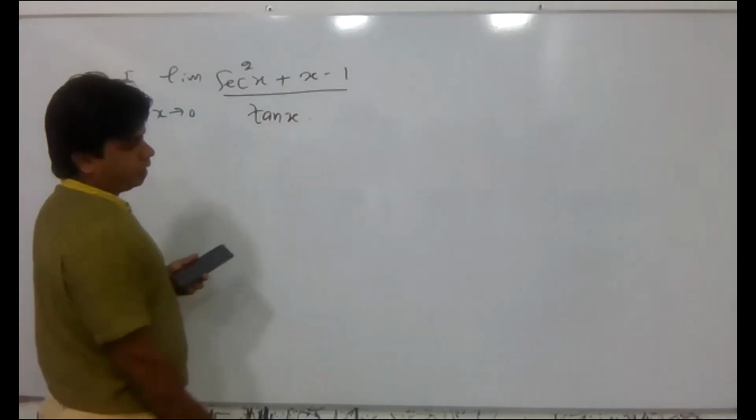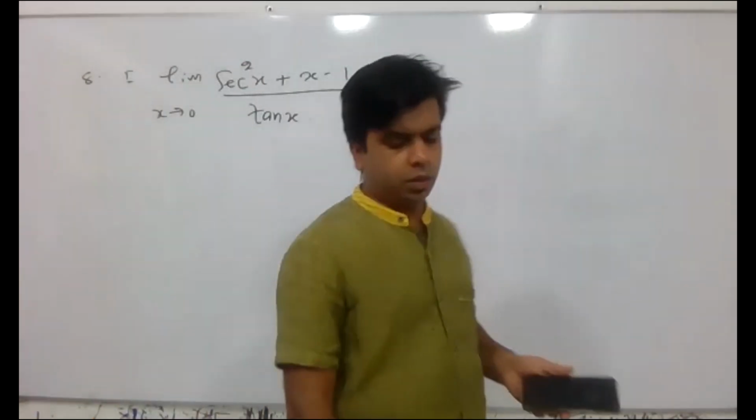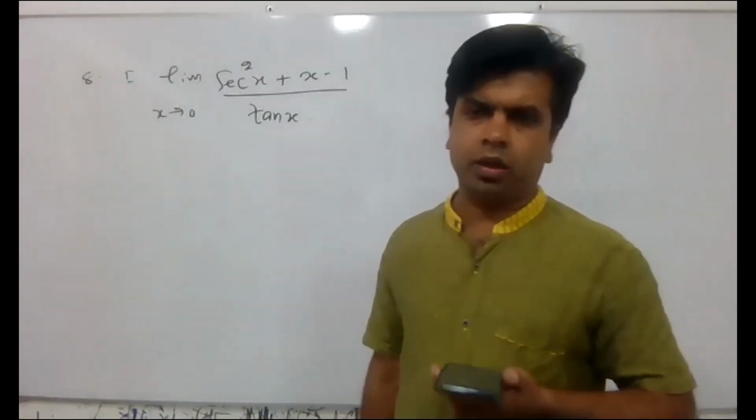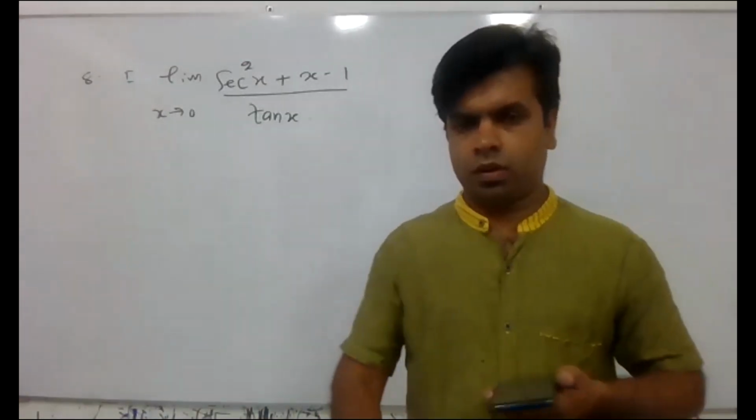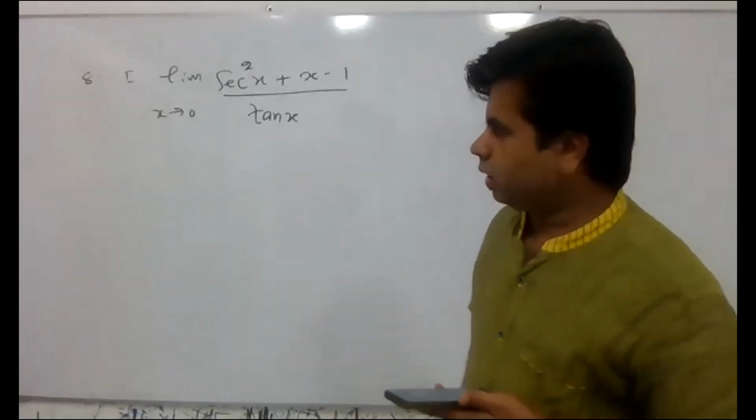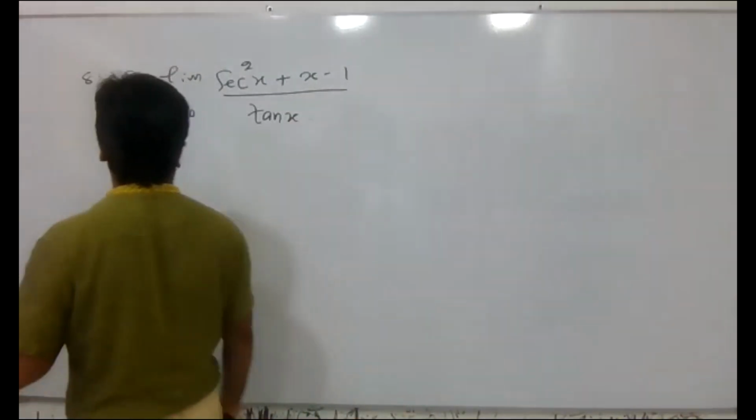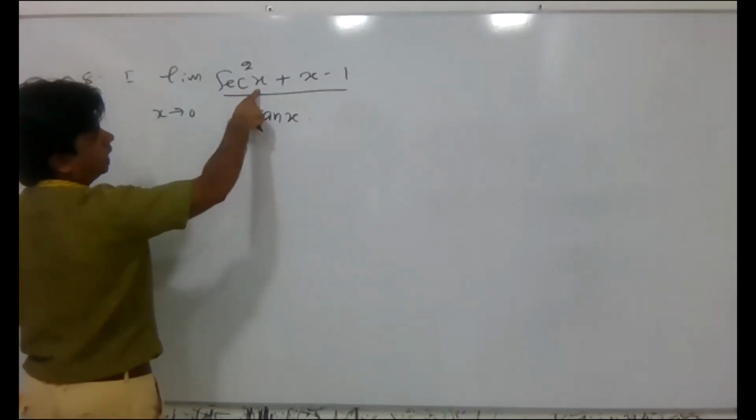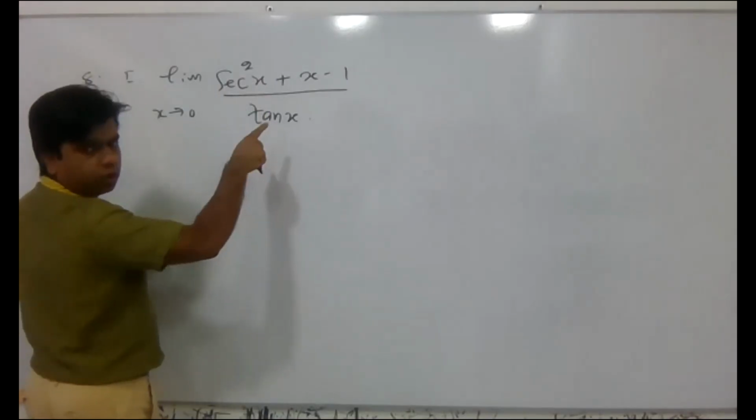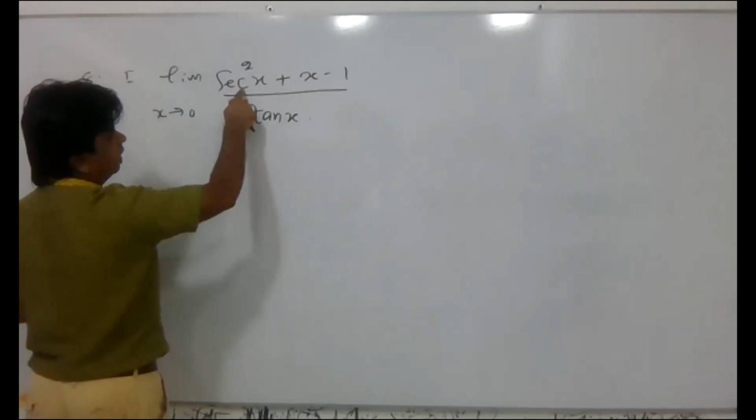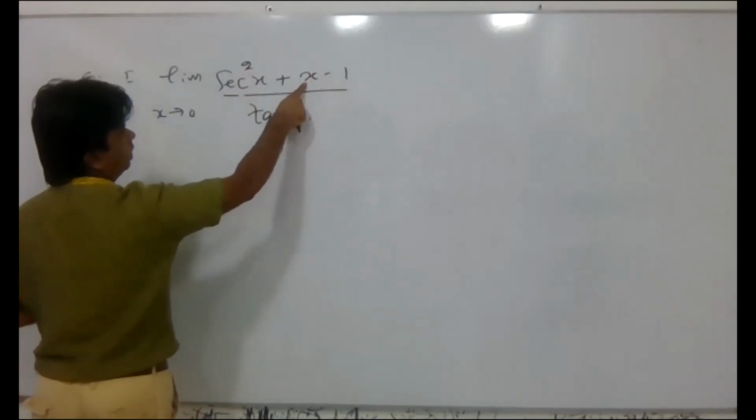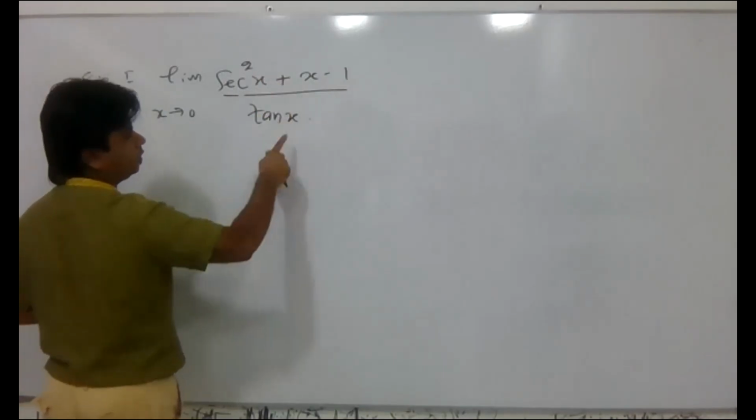Some students make mistakes here. You have to understand this particular idea. If you substitute x equals 0 directly, you know that cos 0 is 1, which means sec 0 is also 1. Then 1 squared is 1, 1 minus 1 is 0, and tan 0 is 0, so 0 divided by 0 is undefined.